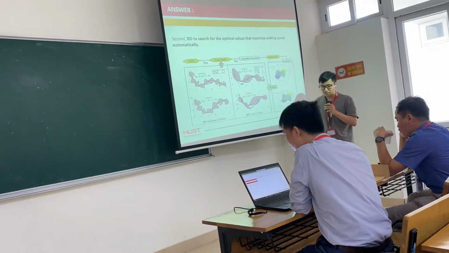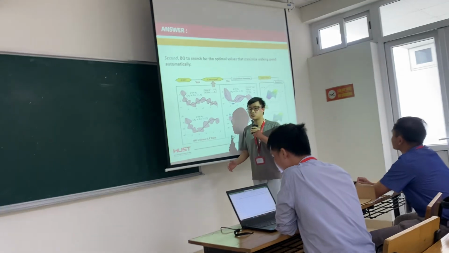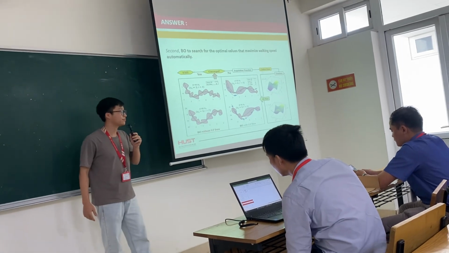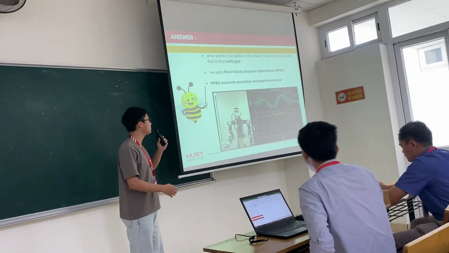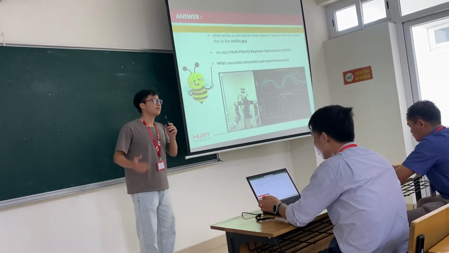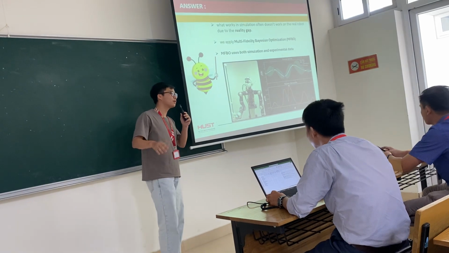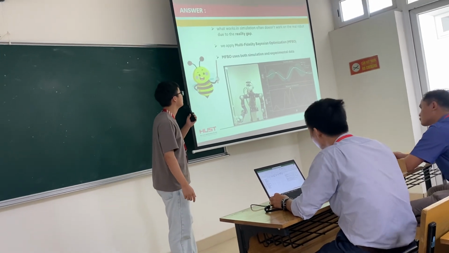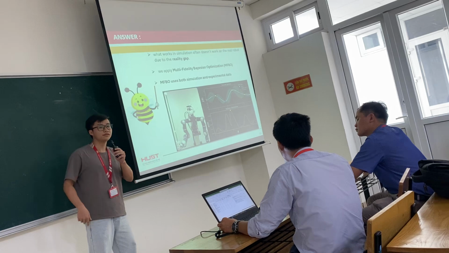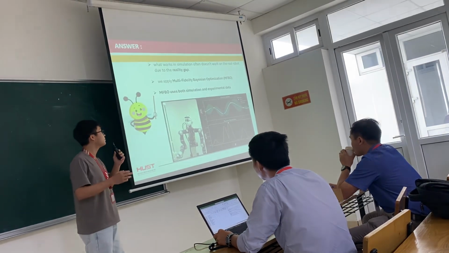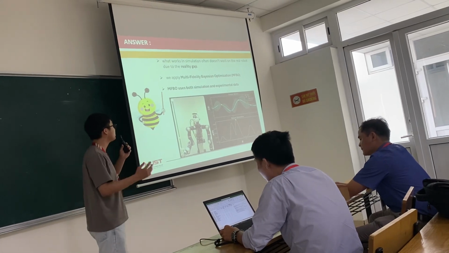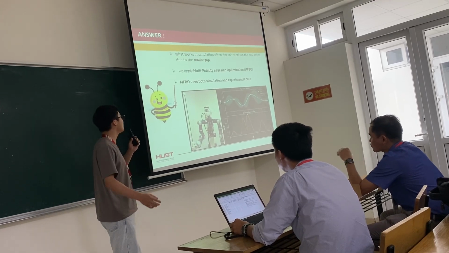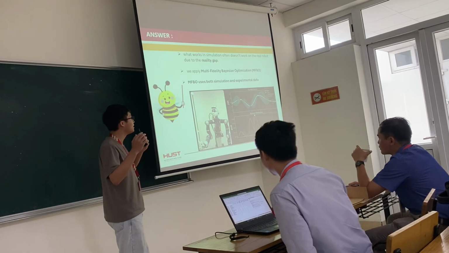The problem is treated like a black box problem. BO tries a set of parameters, observes the result, and uses that to guide the next trial. Now the model seems like a perfect model, but there's a big problem: what works in simulation often doesn't work on the real robot due to the reality gap. The reality gap is the difference between simulation and real world performance. So we applied multi-fidelity optimization, or MFBO. MFBO uses both simulation and experimental data.